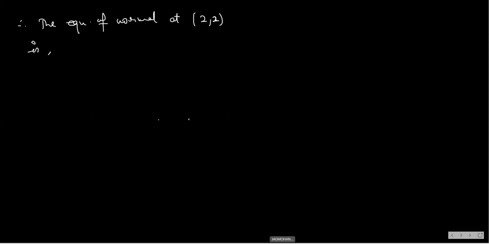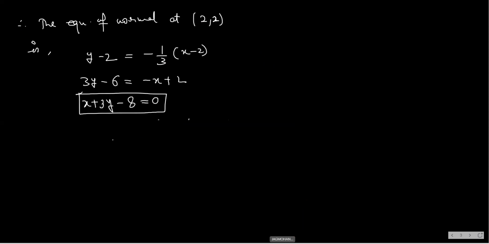Now I'll write the equation of the normal in slope point form. So y minus y1, because now I have a point and I have the slope. Point is 2, 2. So y minus y1 equals m into x minus x1. So this is what I get, the equation of the normal to the curve at point 2, 2.